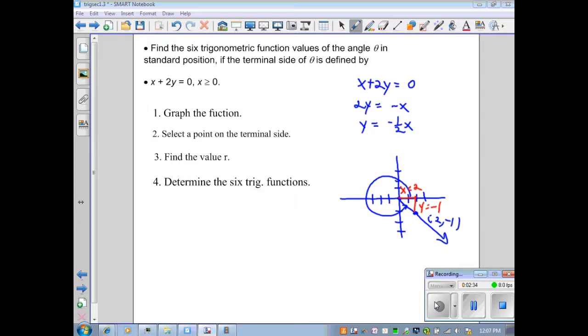Now, the next step is to find r. That's the distance from the origin to the point I selected on my terminal side. From there, as we've done in the last 2 problems, we use the Pythagorean theorem. So r squared is equal to x squared plus y squared. R squared is equal to x squared, which is 2 squared, which is 4, plus y squared, which is a negative 1 squared, so that would be 1. Simplifying, r squared is equal to 5. The square root of 5 gives us r equal to the square root of 5.